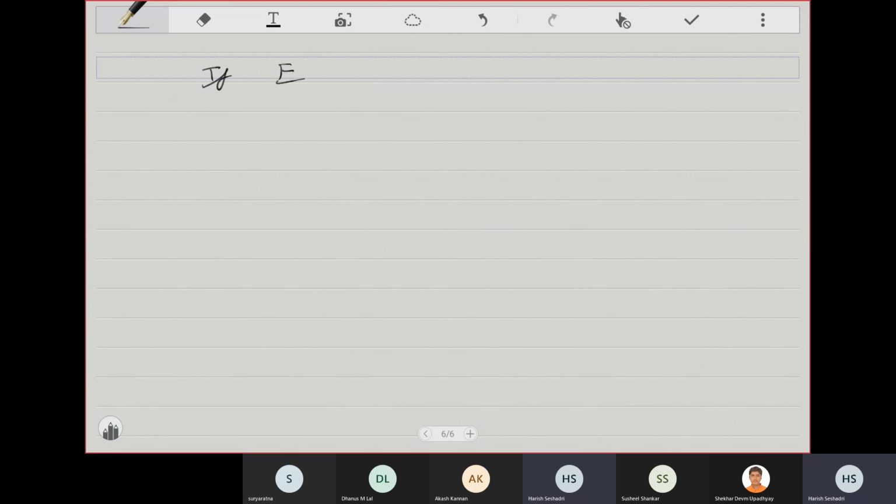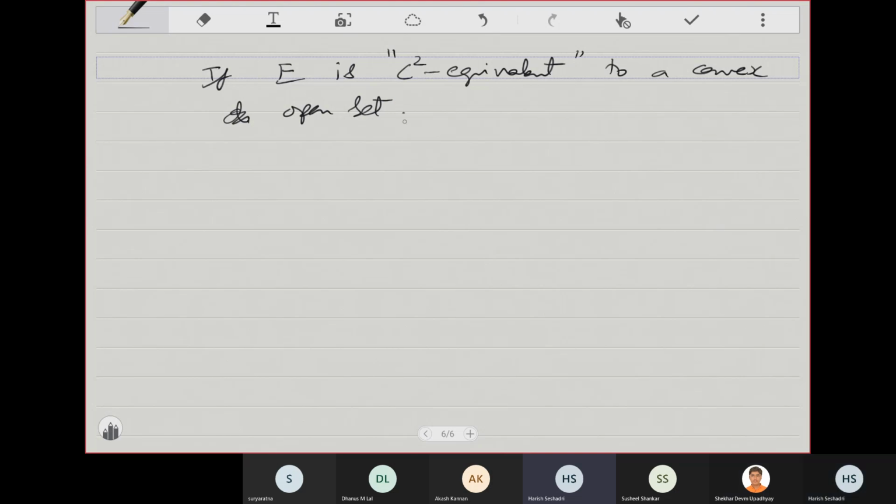If E is C2 equivalent, I haven't defined this, I'll do so later. I won't be able to prove this part. If E is C2 equivalent to a convex open set, then A and B have converses.